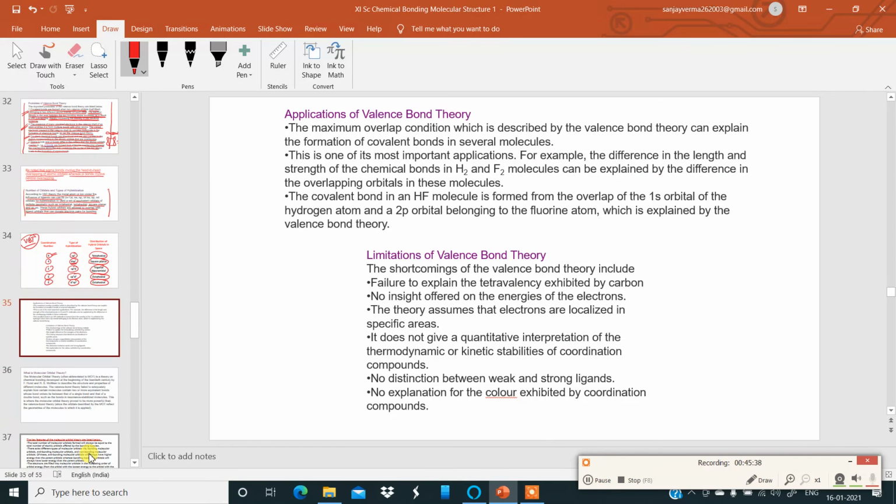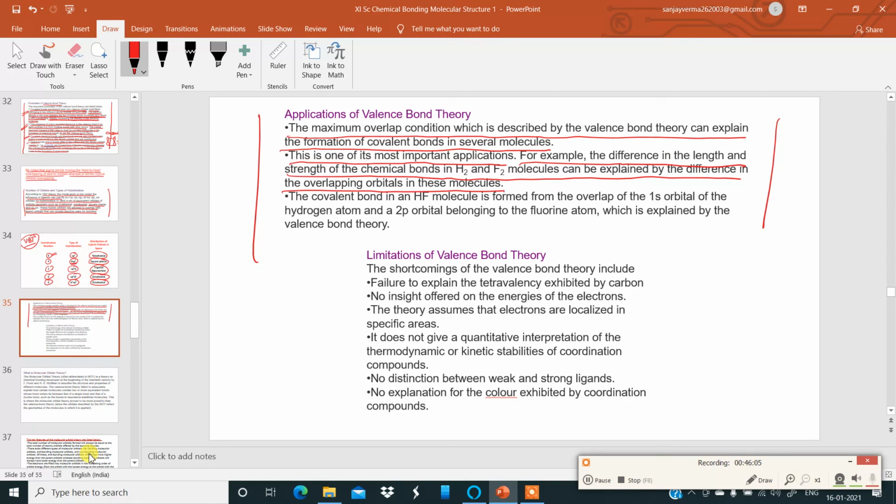Okay. Now, there are a number of applications of the valence bond theory. The maximum overlap condition which is described by the valence bond theory can explain the formation of covalent bonds in several molecules. This is one of its most important applications. For example, the difference in the length and the strength of the chemical bonds in hydrogen and fluorine molecules can be explained by the difference in the overlapping orbitals in these molecules. Then the covalent bond in the HF molecule is formed from the overlap of the 1s orbital of the hydrogen atom and a 2p orbital belonging to the fluorine atom, which is explained by the valence bond theory.